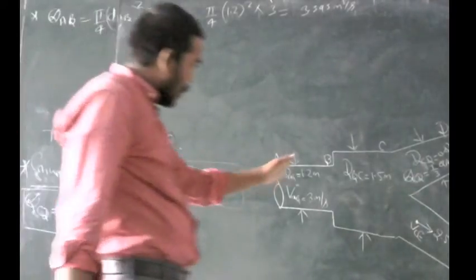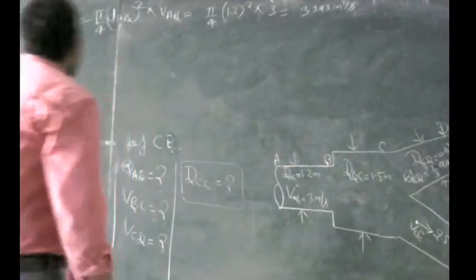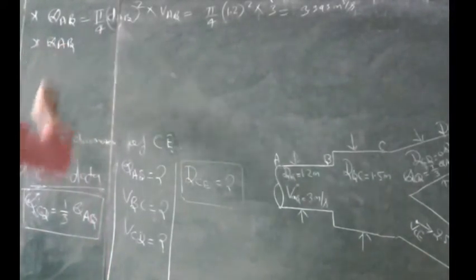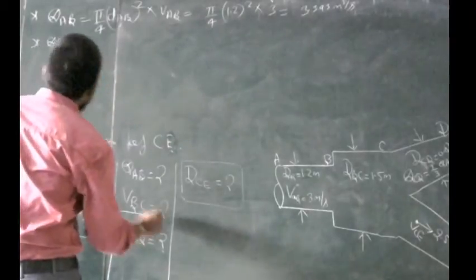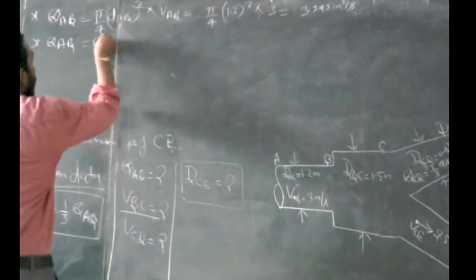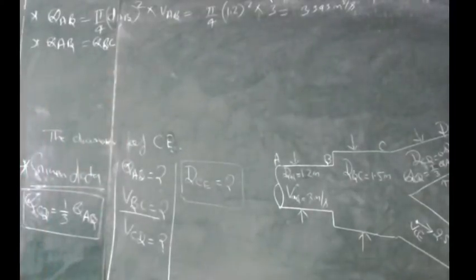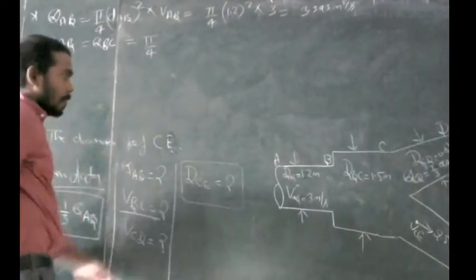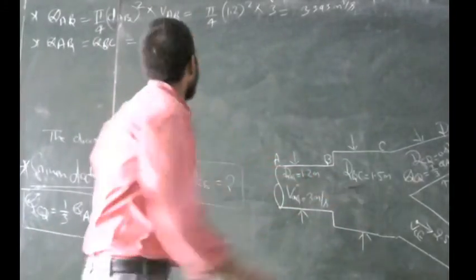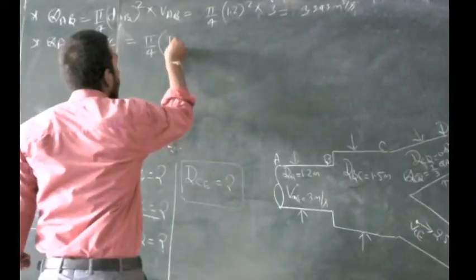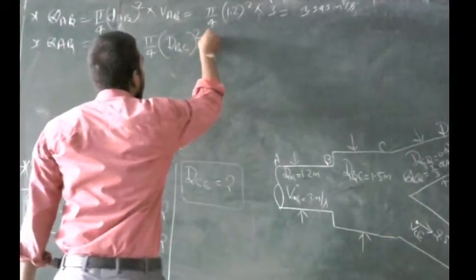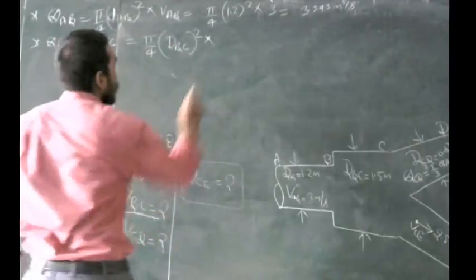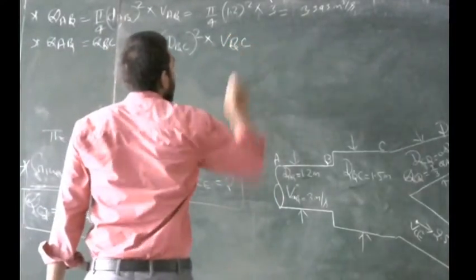Then we know that QAB equal to QBC. So QAB equal to QBC, or we can say that pi by 4 DBC square into velocity BC. We can find out this velocity of BC.